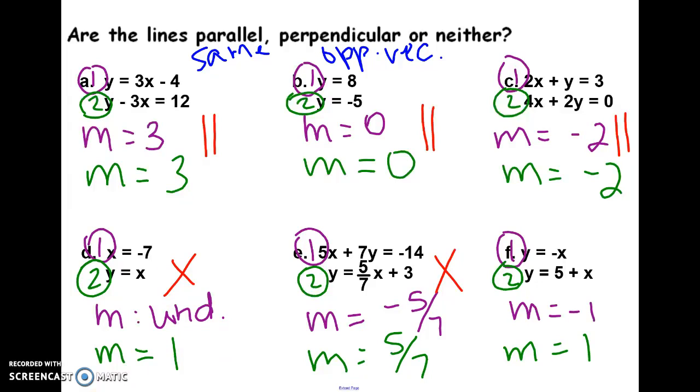So the bottom two questions, you're just going to find out if those are parallel, perpendicular, or neither. So you're going to have to find the slopes using a table of some kind, finding the slopes of those points. And that is it.